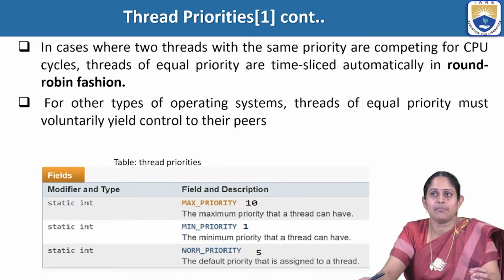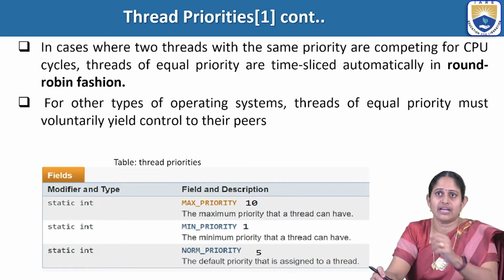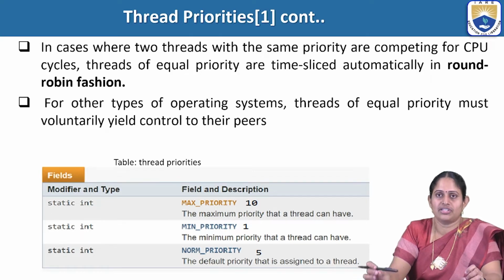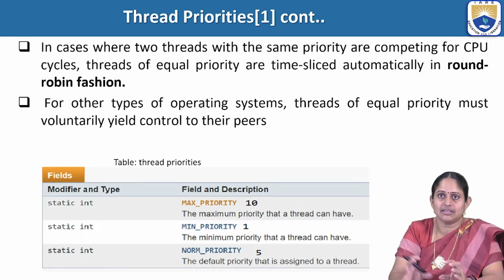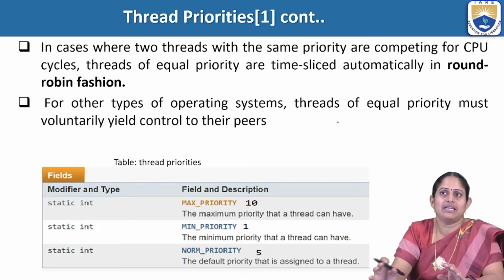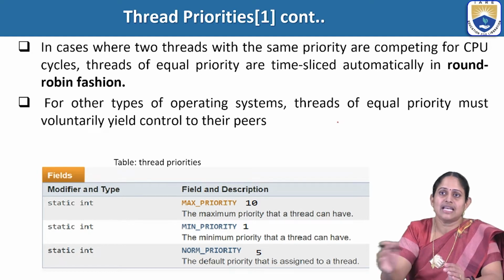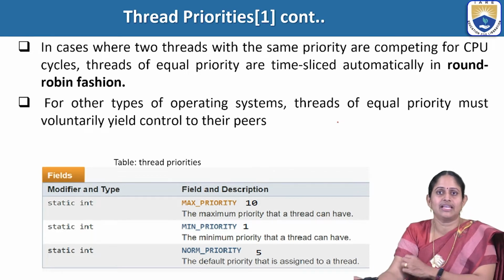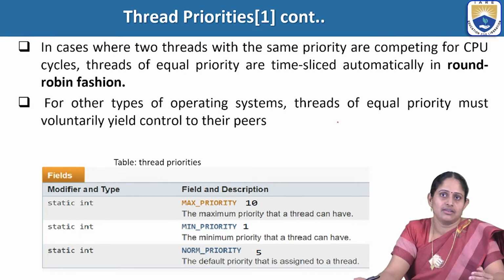Now, if there are threads with the same priority, then it follows a round robin fashion, wherein every thread will be given some particular time slice, and that thread will execute until that time. For example, it will be given 1 millisecond or 5 milliseconds to execute its work. Then after that particular time, the next thread will be given the CPU, so that every thread will get enough time to work.